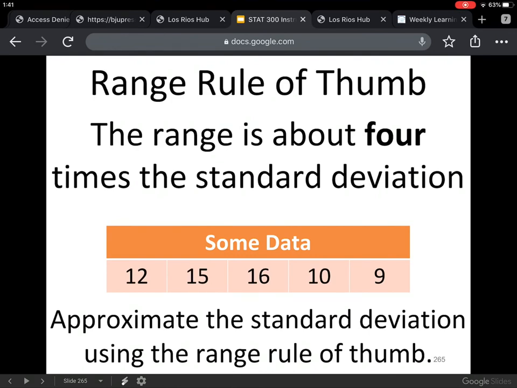Approximate the standard deviation using the range rule of thumb. Well, if you think about this, I just need to find the range, right? So if you take a look at the largest value, which is 16, and the smallest value, which is 9, subtract one from the other, and you get 7 for the range. And since the range is 4 times the standard deviation, if I want the standard deviation of this data set, I just need to take 16 minus 9, which is 7, and then divide by 4. 7 divided by 4 would be my standard deviation. Again, that's not exactly the standard deviation. That's a really rough estimate, and there is that connection between range and standard deviation.